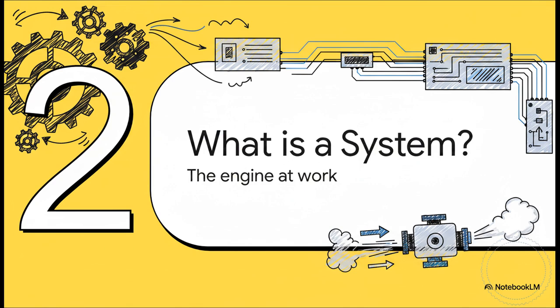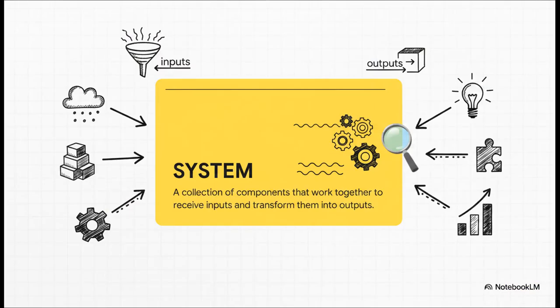But what's the thing that actually does all the work? Well, that brings us to our next huge idea, the system. Think of this as the engine that takes all those ingredients, the data, the information, and actually does something with it. When you get right down to it, a system is really just a bunch of different parts, like a team, all working together for one common goal. And that goal is always the same. Take something in, do something to it, and then spit something new out at the end.